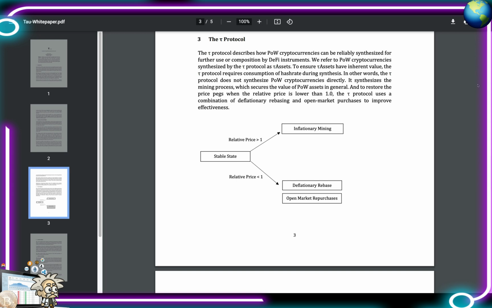They refer to proof-of-work cryptocurrencies synthesized by the TAO protocol as T assets. To ensure T assets have inherent value, guys, the TAO protocol requires consumption of hash rate during synthesis. In other words, the TAO protocol does not synthesize proof-of-work cryptocurrencies directly. It synthesizes the mining process, which secures the value of proof-of-work assets in general, and to restore the price pegs when the relative price is lower than one. The TAO protocol uses a combination of deflationary rebasing and open market purchases to improve effectiveness.